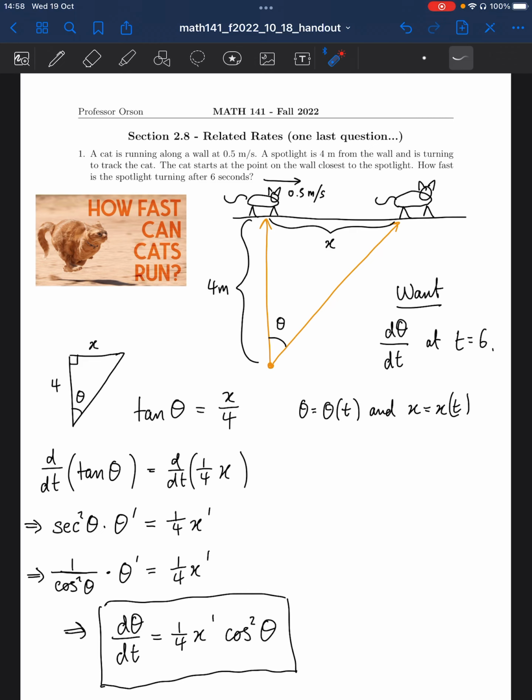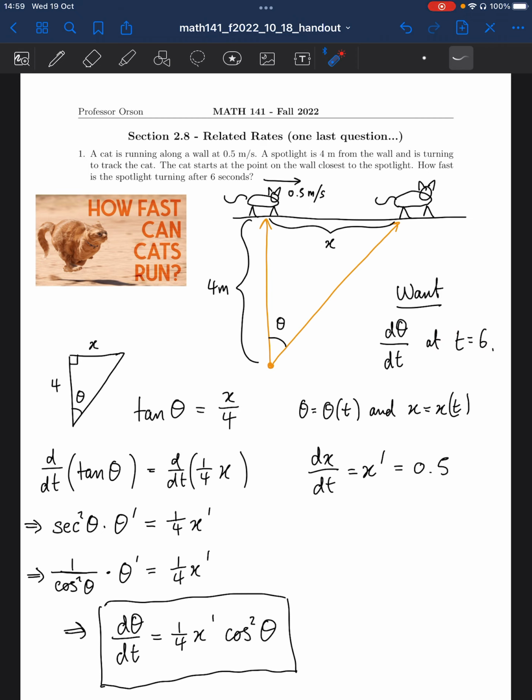So we're at the stage where we've got the formula. We just need to know whether we can actually plug in stuff to solve it. So I guess we didn't write it down up here, but the cat's running at a certain speed, which means x is increasing at that speed, which means we can input dx by dt, or in other words, x prime, is constantly 0.5. So we can plug that in. But there appears to be something we haven't worked out, which is cosine theta at time 6. So we've got to do it.